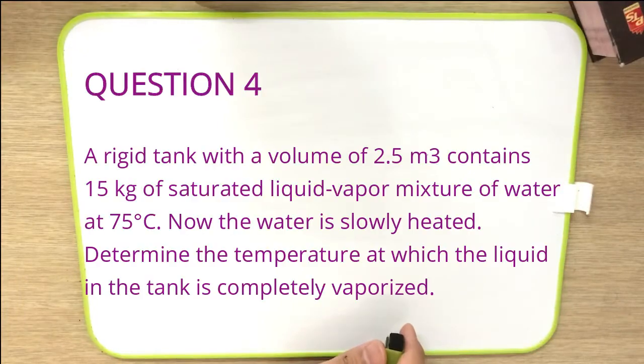Next, question number 4. A rigid tank with a volume of 2.5 meter cube contains 15 kg of saturated liquid vapor mixture of water at 75 degrees C. Now the water is slowly heated. Determine the temperature at which the liquid in the tank is completely vaporized.